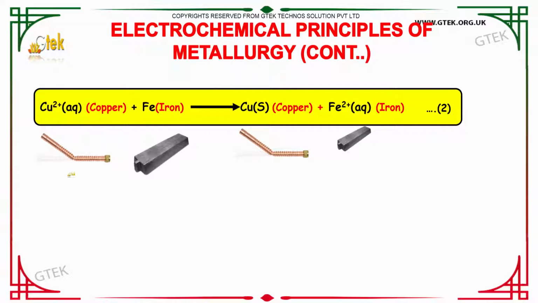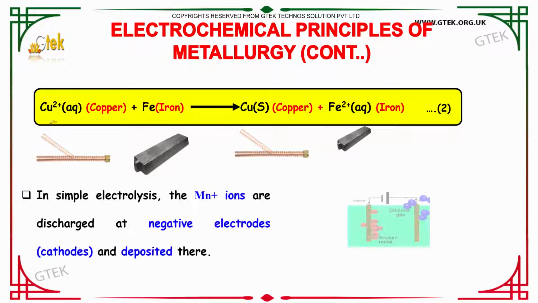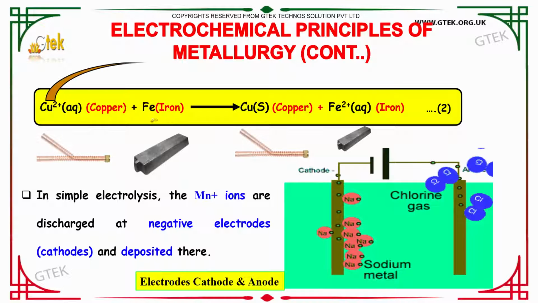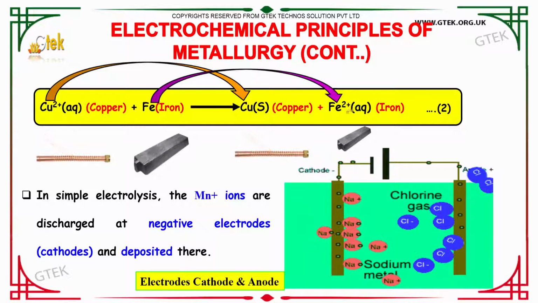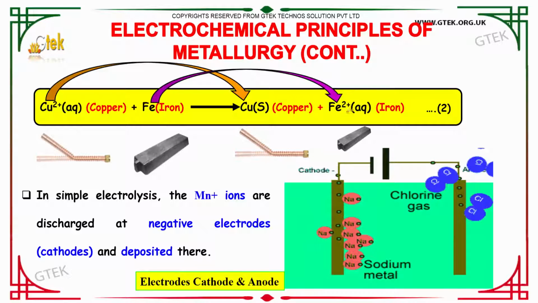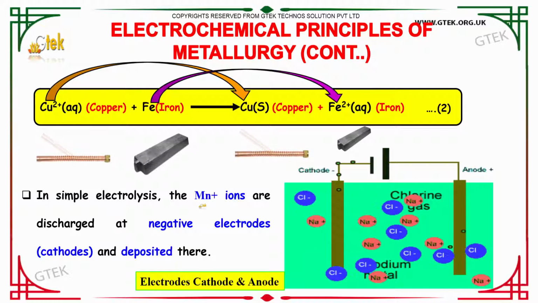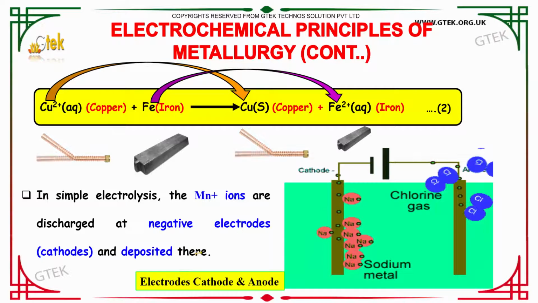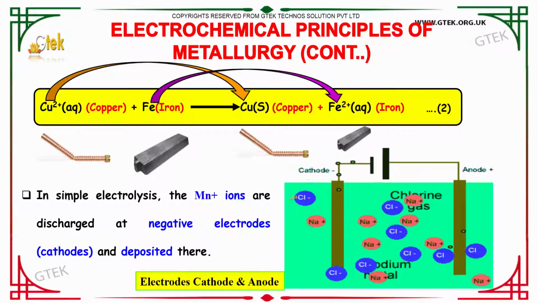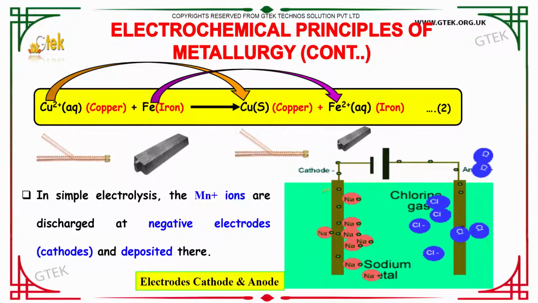So this is a typical example. You got your Cu2+ with iron, you get copper and Fe2+ separately. In simple electrolysis, the M n+ ions are discharged at negative electrodes and deposited there. This is a typical example of how your anode and cathode are working.